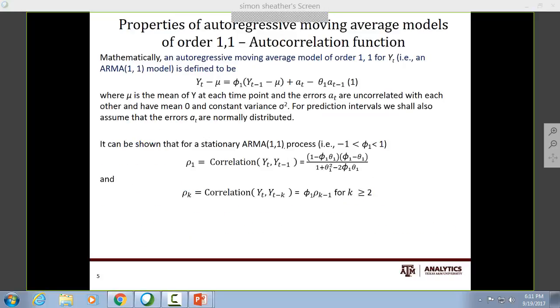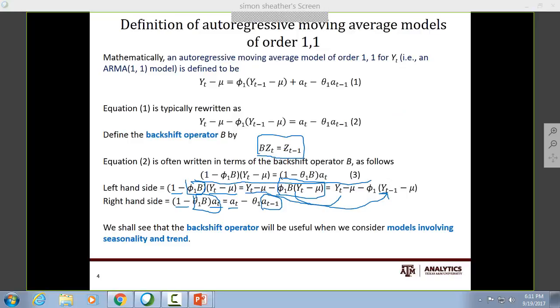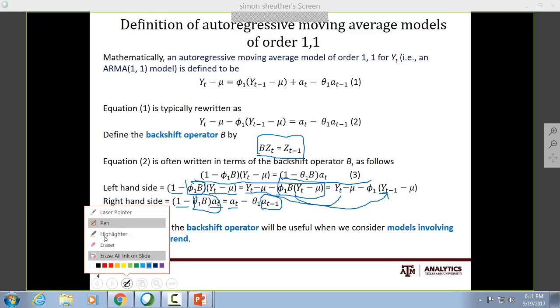Sorry, Dr. Peter. Can you go back, please? Just trying to follow here. So you said equation 2 is written in terms of the backshift operator, but can you explain what you did to equation 2 to get the 1 minus phi B times Yt minus mu?